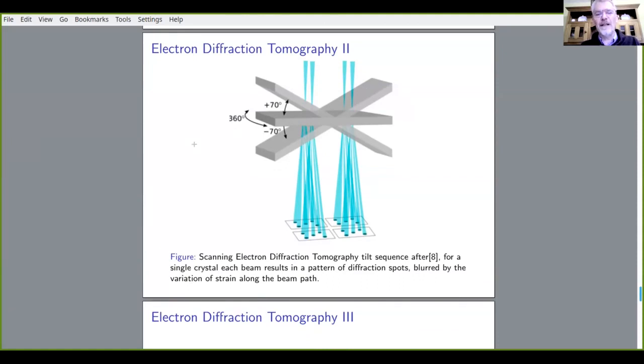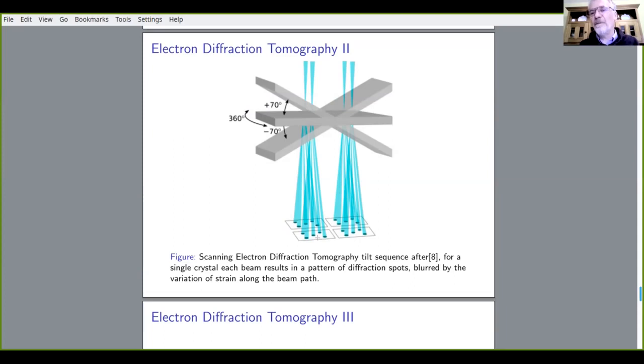So here's our cartoon again. I suppose you can use several beams at once, but the point is that you'd raster scan this beam, tilt the sample plus or minus 70, and you get these diffraction spots. So what do these diffraction spots mean? Well, if it was a pure, infinite, homogeneous crystal, then you just get a regular array of dots. The dots are slightly blurred by the physics and the optics of the system, but also the crystal isn't uniform as you go through it all the way along the ray path.